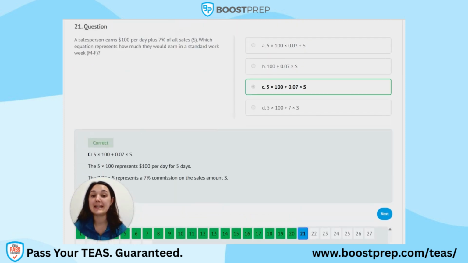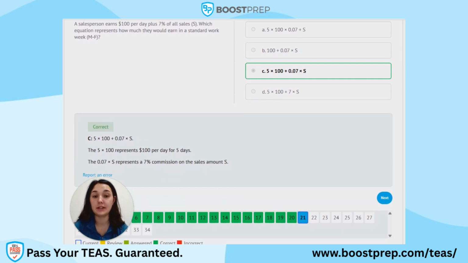The correct answer is C, 5 times 100 plus 0.07 times S. The 5 times 100 represents $100 per day for 5 days. The 0.07 times S represents a 7% commission, so when you move the decimal to turn it into a decimal, you move it twice, that gives you 0.07 on the sales amount S.